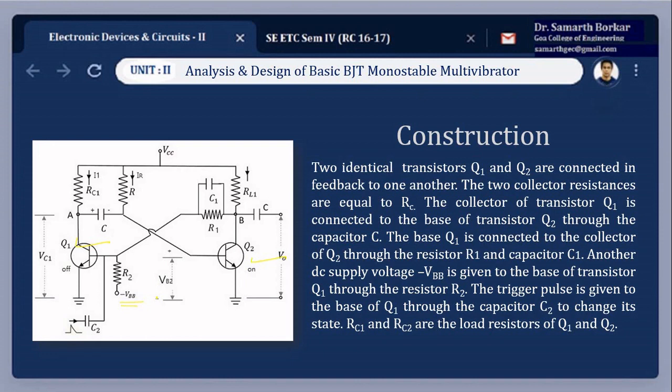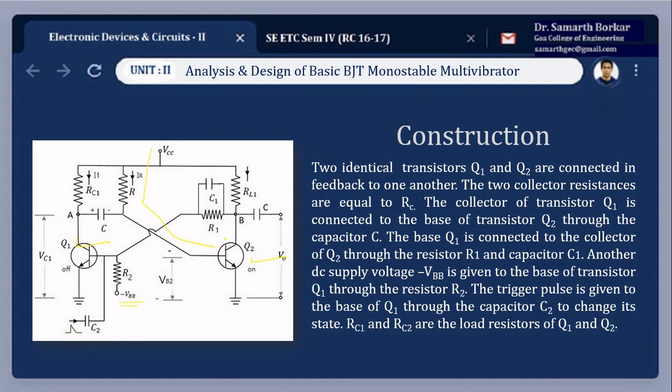So why is this transistor Q1 off? Because we are applying a negative voltage to the NPN transistor. So negative voltage goes to the P terminal. Hence, the transistor Q1 is off. The transistor Q2 is on, that is in saturation. This is possible by forward biasing Q2 with the help of VCC and resistance R. So you can check out here, this is the path VCC, R, which is connected to the base of transistor Q2, making it on.